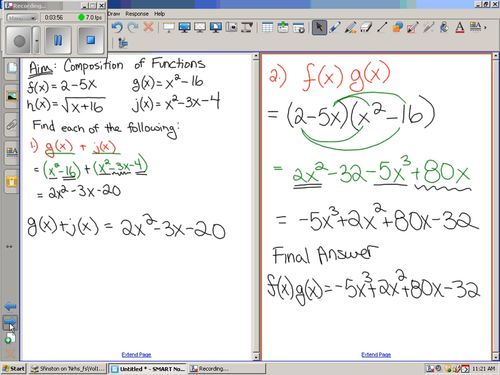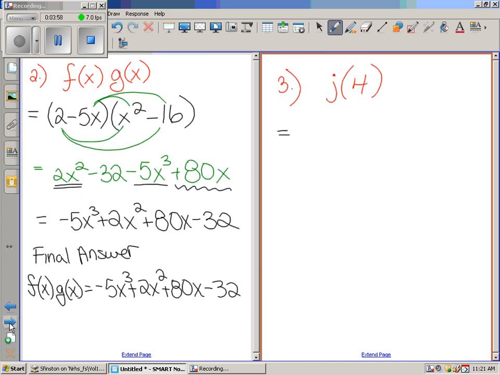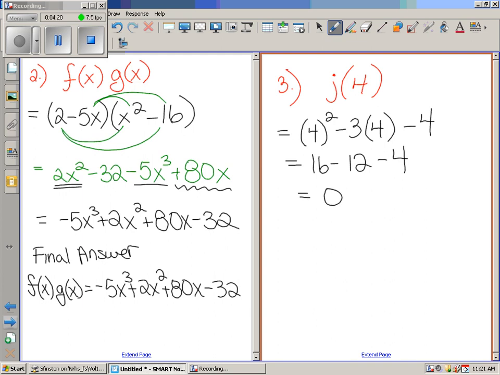So here we go. What do I plug it in? 4 squared. What was the next number in j of x? So 3x. So everywhere that you see an x, I'm plugging in a 4. And then what's the last? Minus 4. Okay. So that equals 16 minus 12 minus 4. And that's going to be equal to 0. Woo! So let me get this straight. Our final answer is that j at 4 equals 0.